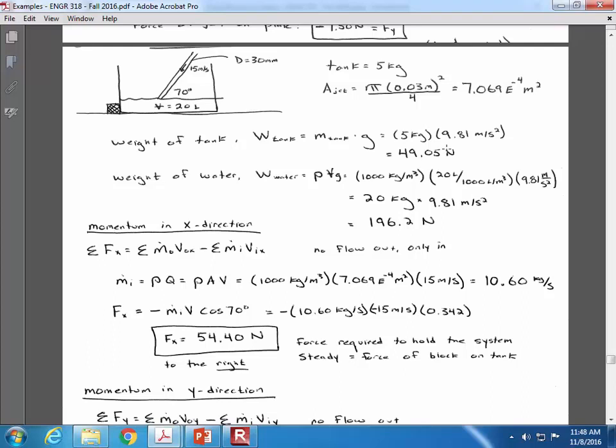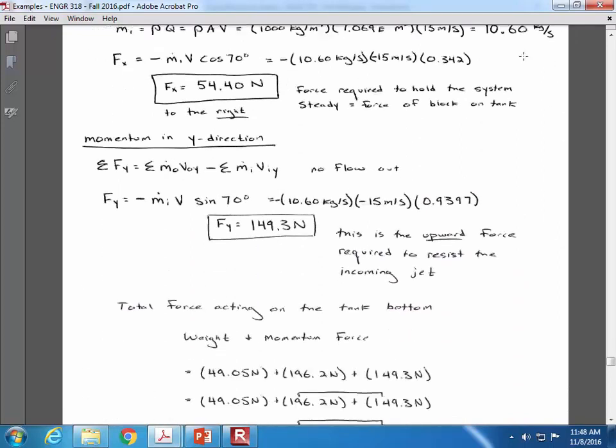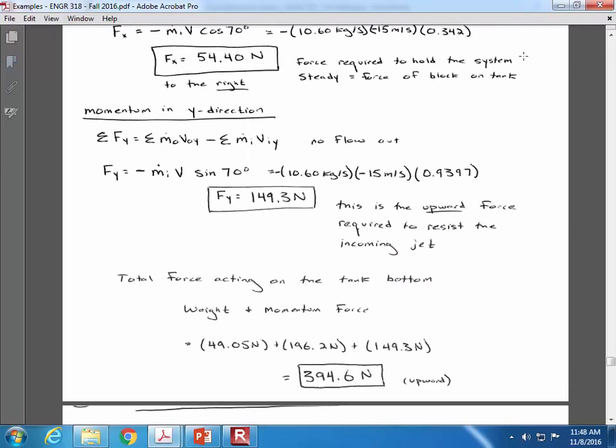All right. So that's the x direction, and then the y direction. Same kind of thing where we're canceling out the outflow term since there isn't one. Finding the force is up. We have to push up to resist that jet impacting the tank. But then there are also the weights of the tank and the weight of the water. And so the overall force.